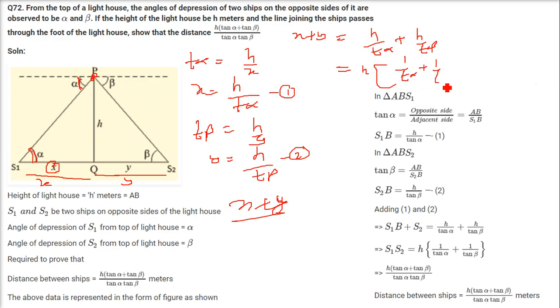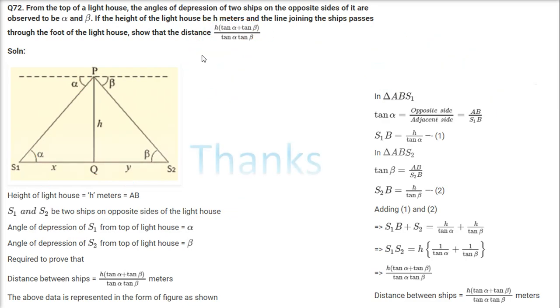You can take h common, so 1 by tan alpha plus 1 by tan beta. So this is going to be tan alpha plus tan beta by tan alpha tan beta, into h. This is what was being asked and this is the solution.